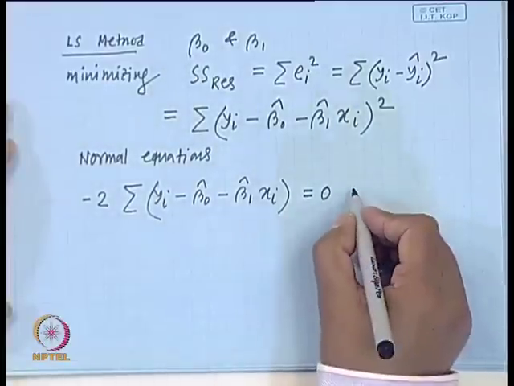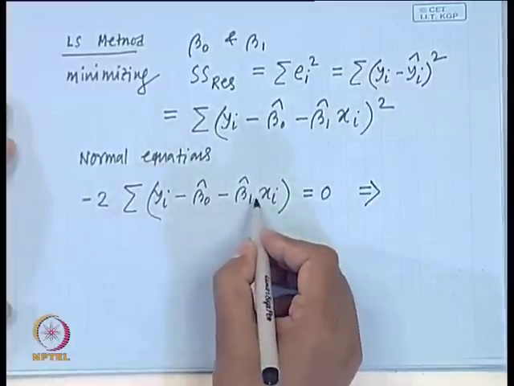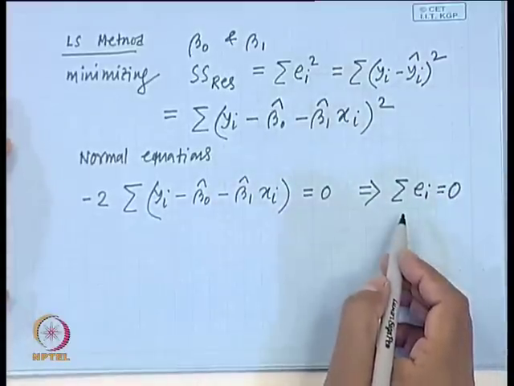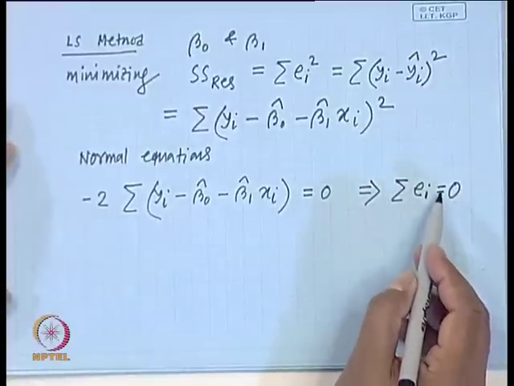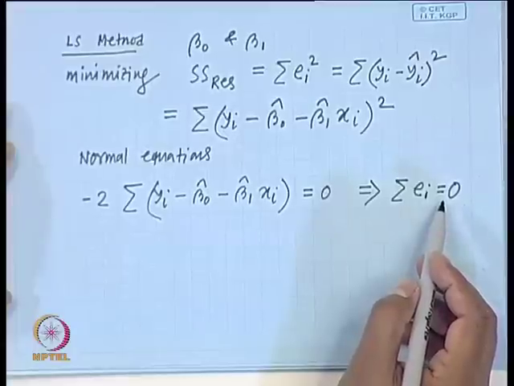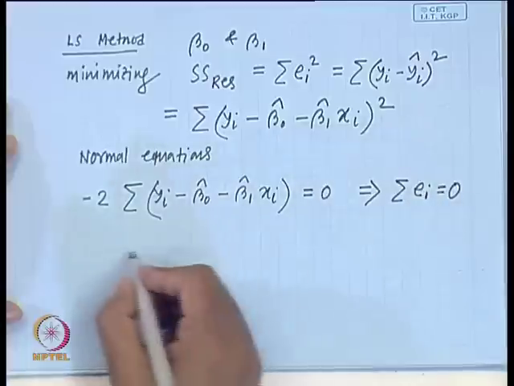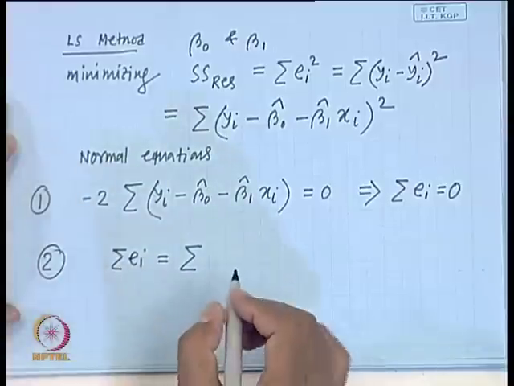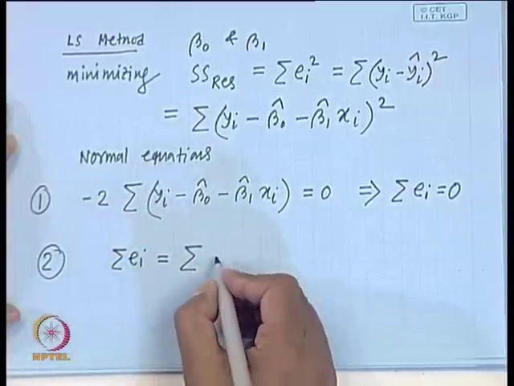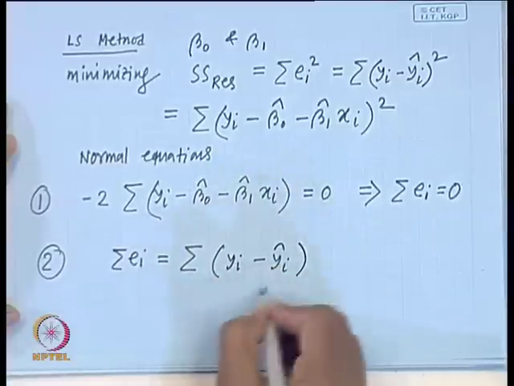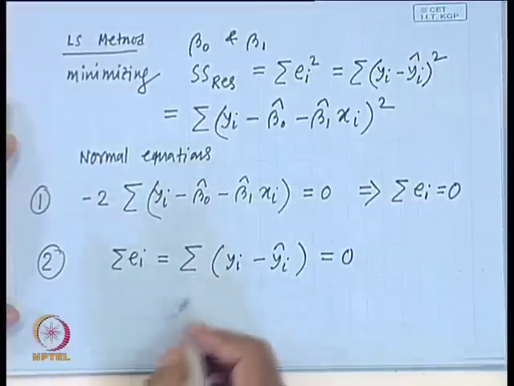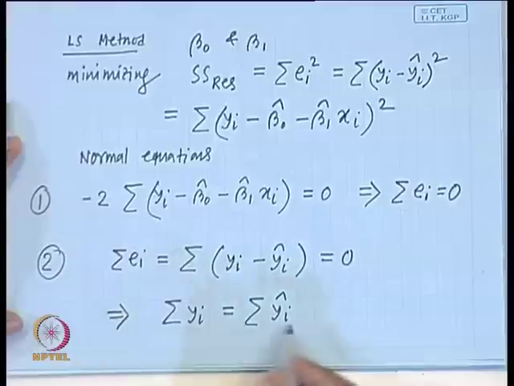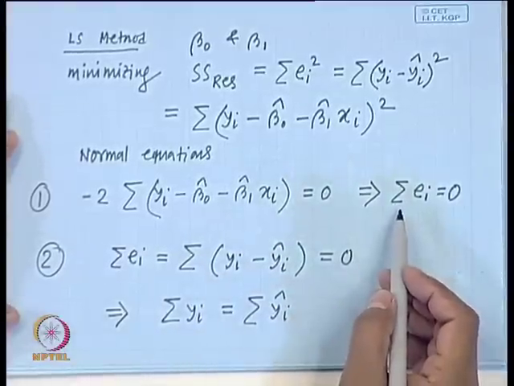So this is the first normal equation, and this is nothing but y_i minus y_i hat. So this one is nothing but summation e_i equal to 0. The first normal equation says that the sum of the residuals is equal to 0. So this is the first property. The second property says that the ith residual is y_i minus y_i hat, and we know the sum is equal to 0 from the first property, which implies that summation y_i is equal to summation y_i hat.